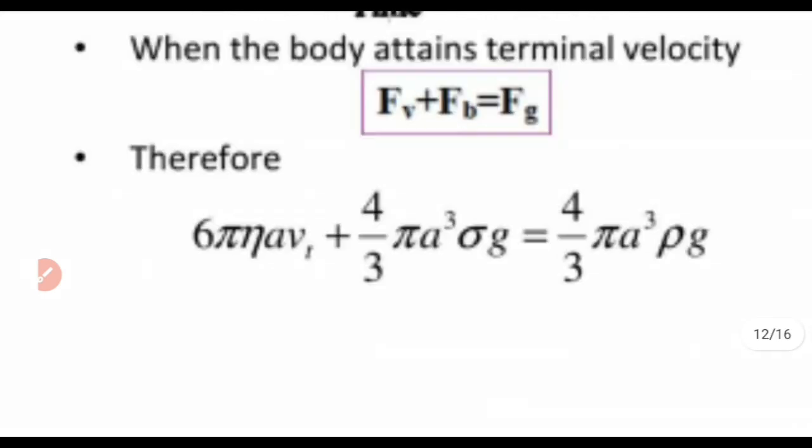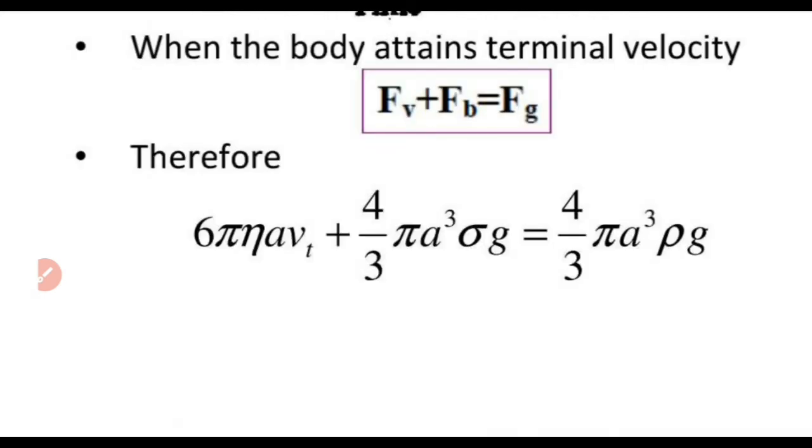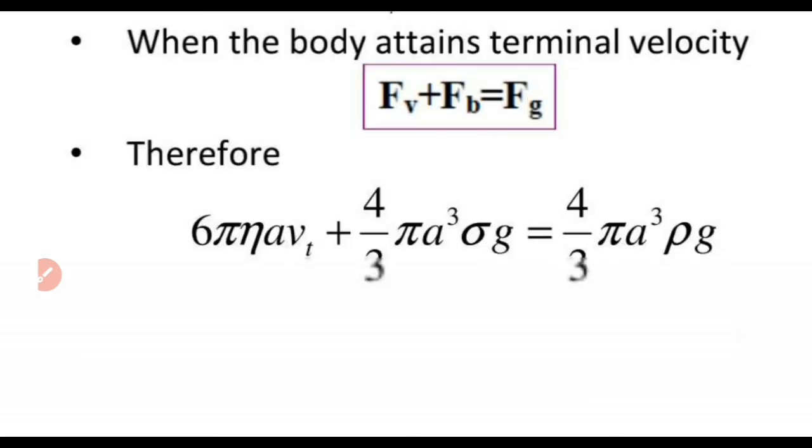So that is equal to the gravitational force. Gravitational force is mg, that means the mass of the spherical body into acceleration due to gravity. We assume the density of the spherical body or metallic body which we considered to be rho. So its volume, we already said, is 4 by 3 pi a cube. Volume into its density is its mass. That into g will give its weight, which is the gravitational force. So that way we get the equation 6 pi eta a Vt plus 4 by 3 pi a cube sigma g equal to 4 by 3 pi a cube rho g.